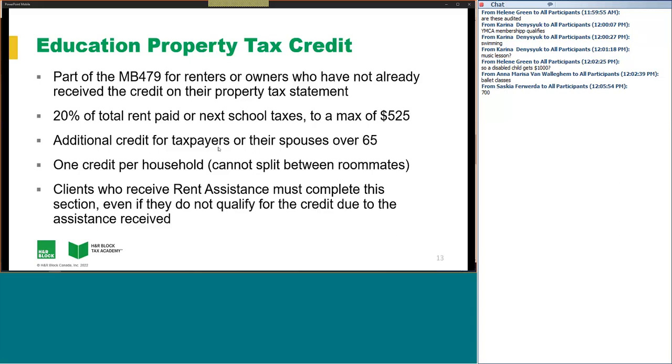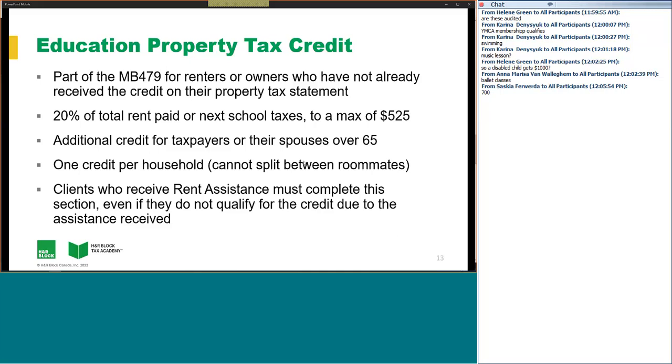Okay, so what's been happening is people have been giving money back to people who own property and reducing the property tax credits for people who are renting property. That's what we have right now. It is refundable, however, so that's good. It's one for family because remember the MB479 is a family refundable credit, so the family has to pick who's going to get it. There is an additional bump to this credit if the taxpayer or their spouse is over 65.